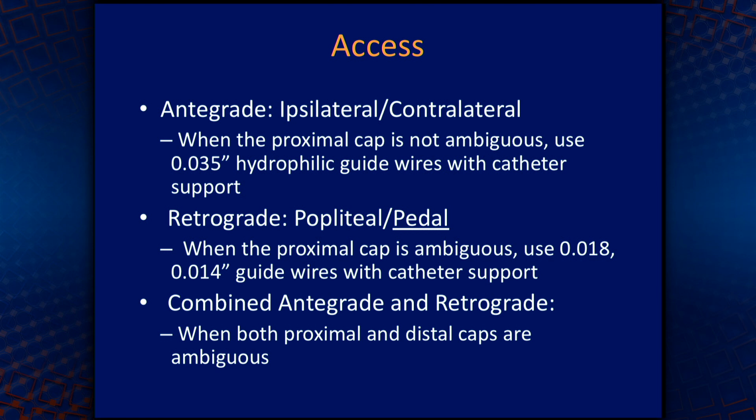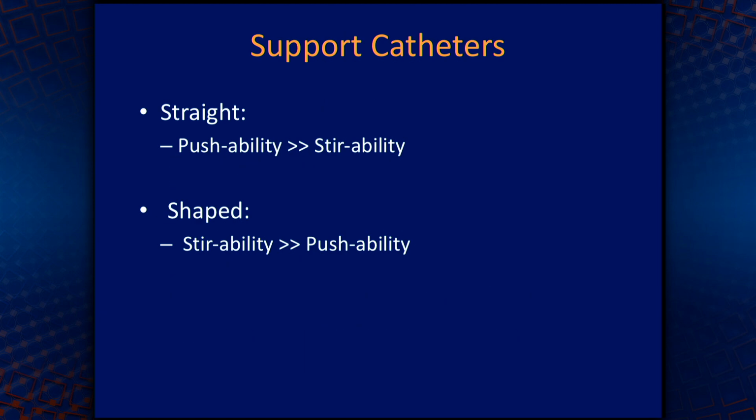Retrograde comes in two varieties as well, popliteal or pedal. Nowadays, more often than before, we're using pedal access. And we use retrograde access when the proximal cap is ambiguous. We prefer starting with 0.18-inch or 0.14 guide wires with catheter support, but sometimes we need to use combined antegrade and retrograde access. We do this when both the proximal and distal caps are ambiguous.